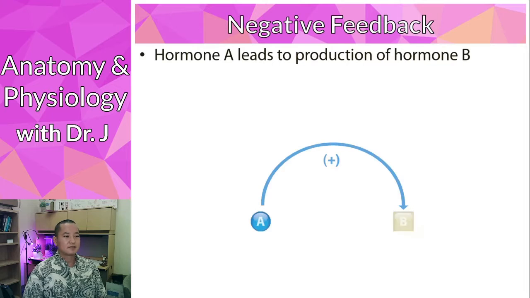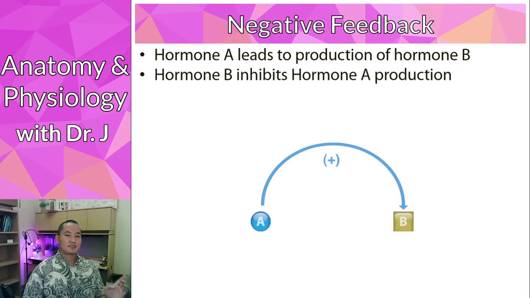So what we have here, hormone A, now this is an example where I'm just talking about hormones. In this example, hormone A is causing the production of hormone B. But hormone B is going to turn off the production of hormone A. So it's not doing it in kind. A triggers B, but B inhibits A. This is what we see in many of these hormones and stimuli.